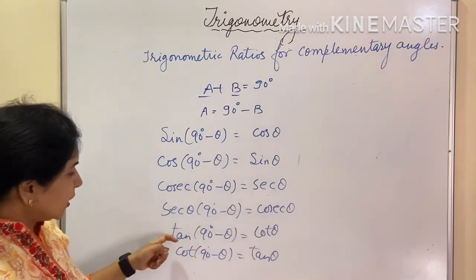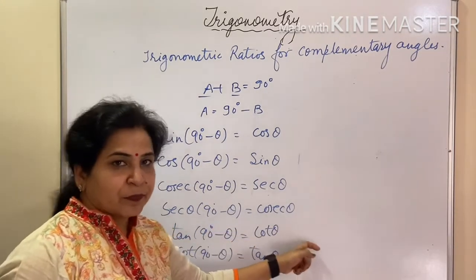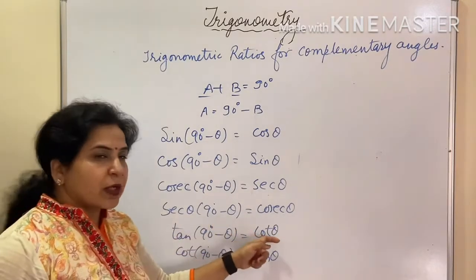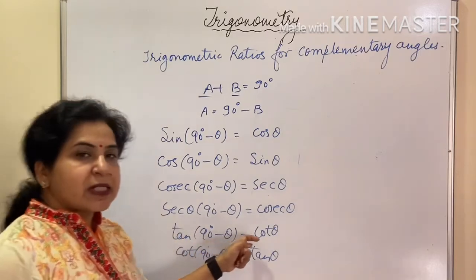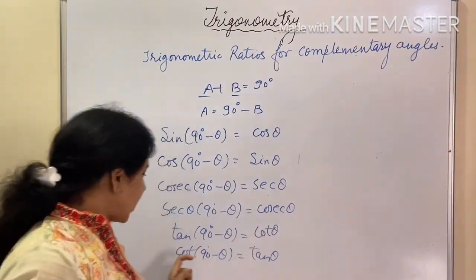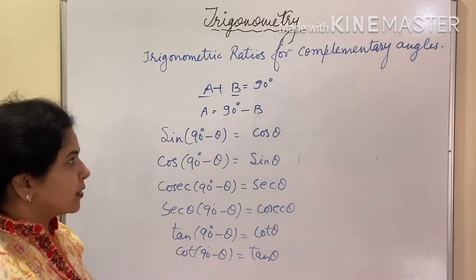I think you are getting it. Tangent 90 degree minus theta is cotangent. The full form of tan and cot is tangent and cotangent. So tan 90 degree minus theta is cot theta. Cot 90 degree minus theta is tan theta.